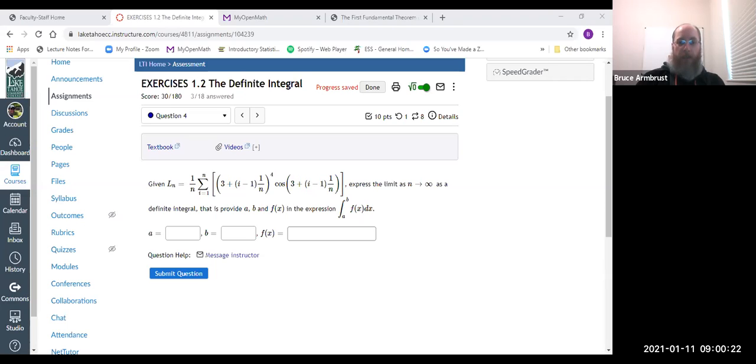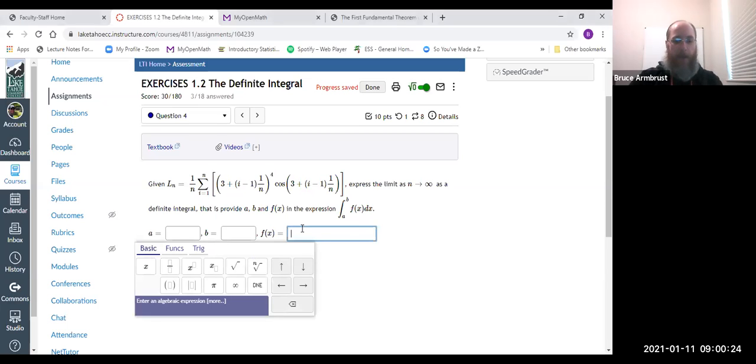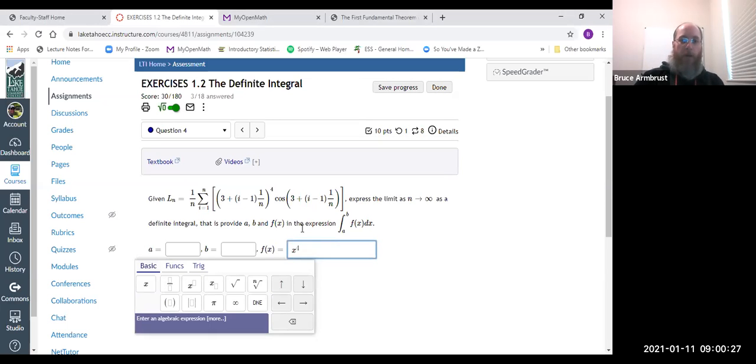All right, so here's how I know what the function is. The function is going to be x to the fourth times cosine of x, because notice that I'm plugging in something to the fourth times cosine of that something. So that's how I can read what function this is.